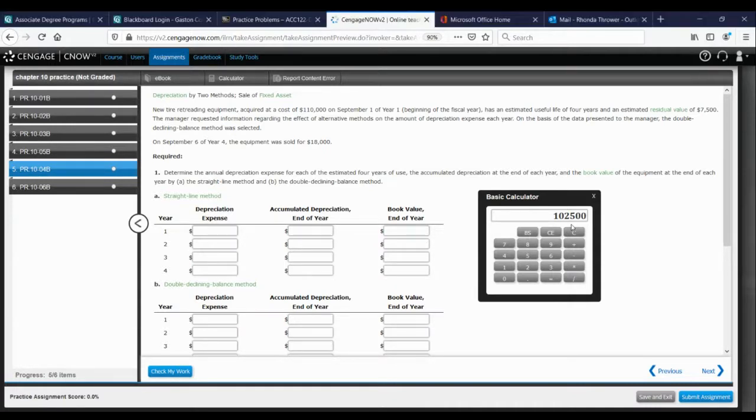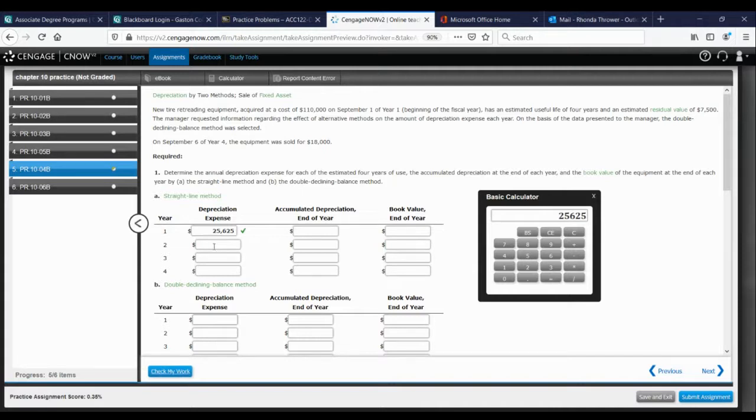To continue with the straight line method, we would take this depreciable value that we found and divide it by the years in the useful life. In this case, the problem tells us it's 4 years. This will give us the annual amount of straight line depreciation. So at the end of the first year, they would have recorded $25,625 as their depreciation expense.